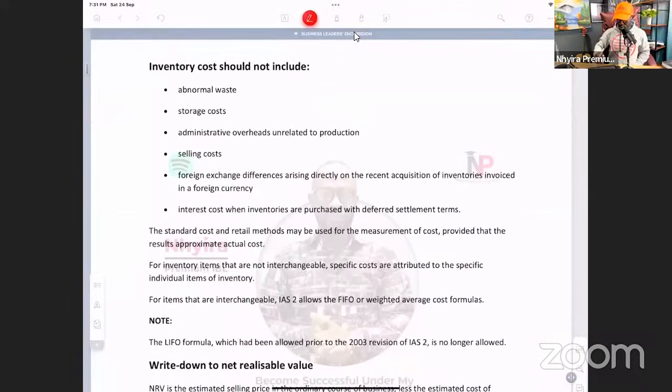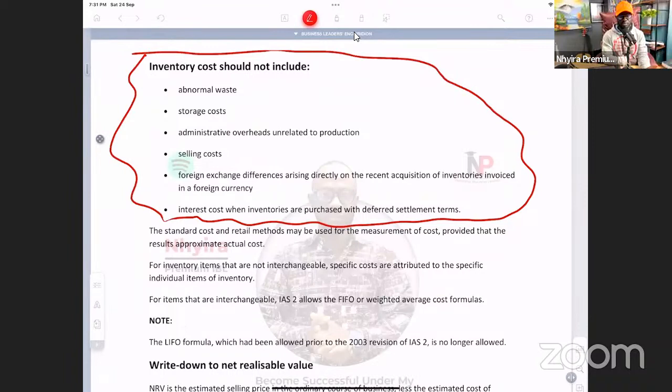Then we have to note that when you're determining the cost of inventory, there are a couple of things that should not be included. You have to be careful because the examiner can trap you and include some of these items in the question. And if you don't know about it, it is going to influence the value that you place on the closing inventory of the company.